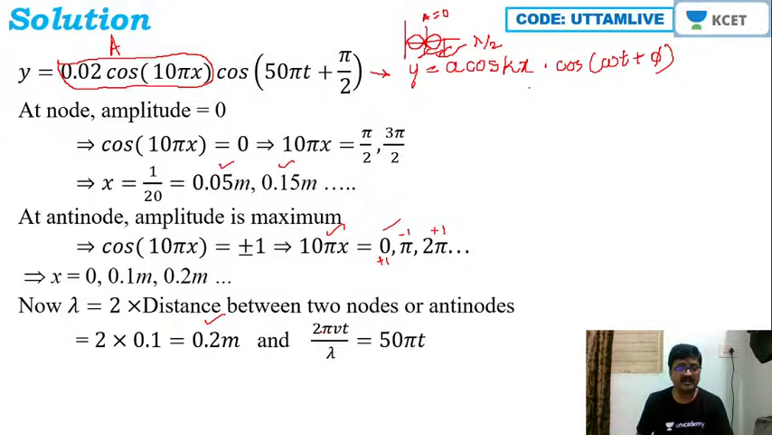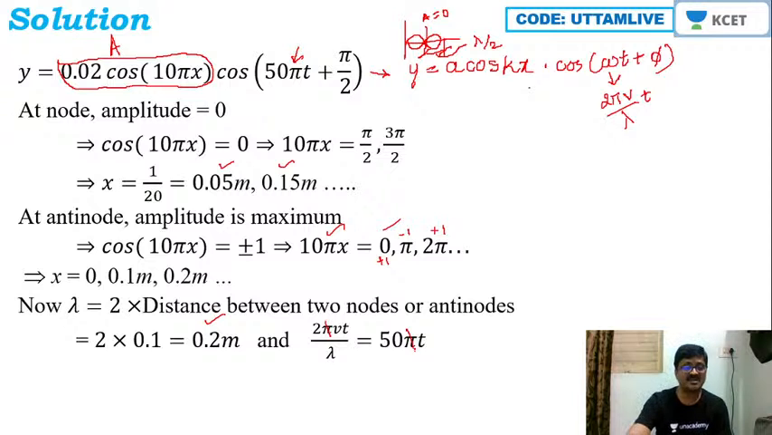So therefore, I'll write 2 pi Vt by lambda is equal to 50 pi t, because as we can notice here, omega can be written as 2 pi v divided by lambda, because omega is 2 pi f and f is equal to v by lambda. So into t I will write. That is what I have done here. This is equal to 50 pi t. Now cancelling of pi here.